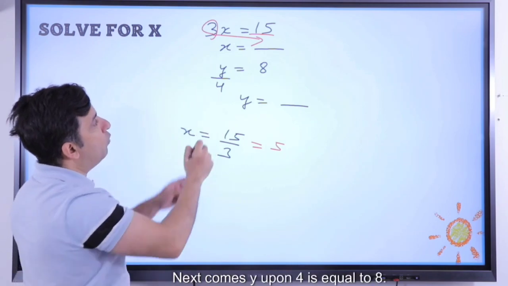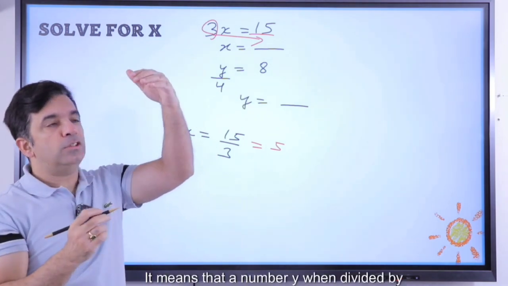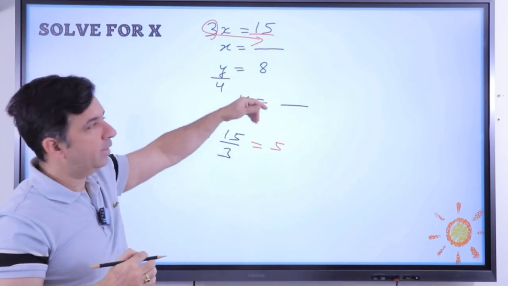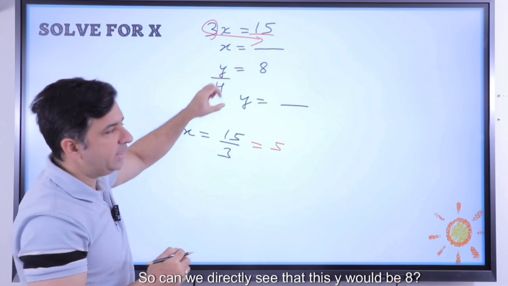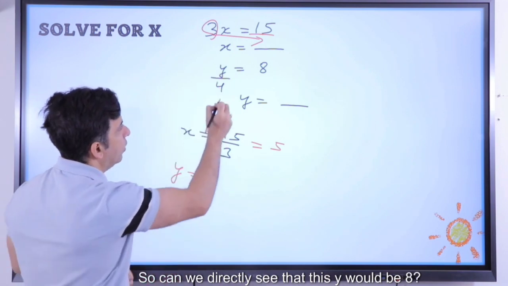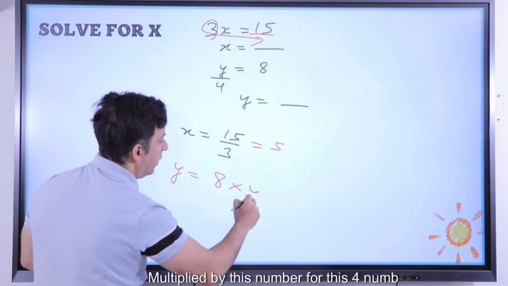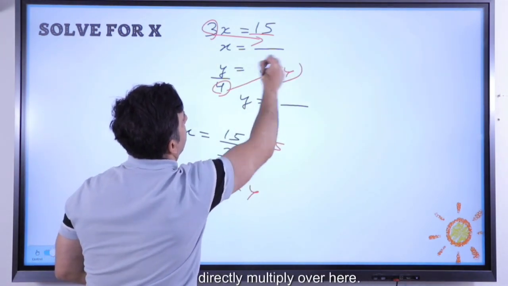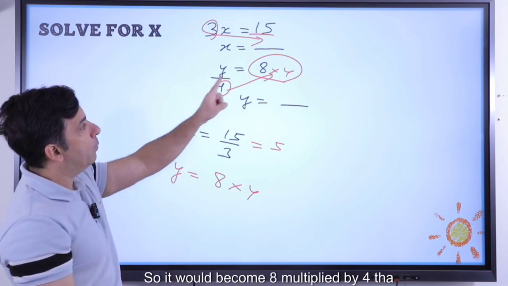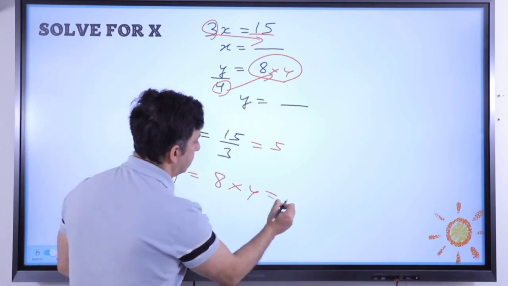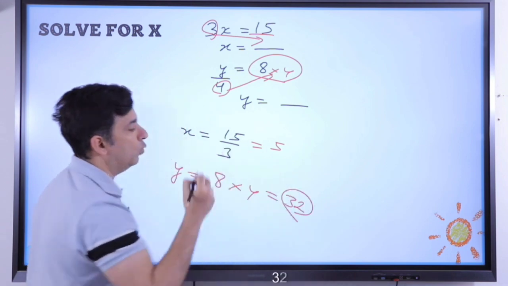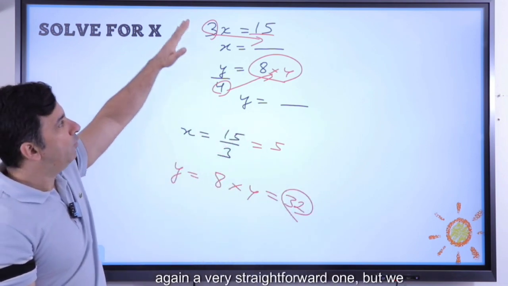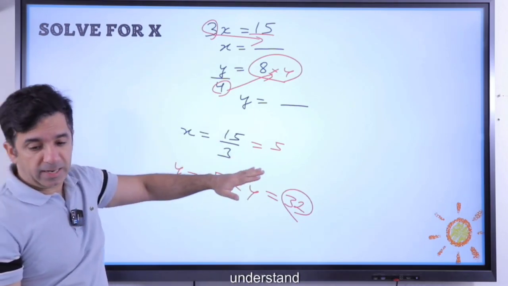Next comes y upon 4 is equal to 8. It means that a number y, when divided by 4, gives me the answer as 8. So we can directly see that this y would be 8 multiplied by this number 4. This number 4 will go in the numerator and will directly multiply over here. So it would become 8 multiplied by 4, that is 32. So this would be the answer of this part. Again a very straightforward one, but we should be very confident upon these understandings.